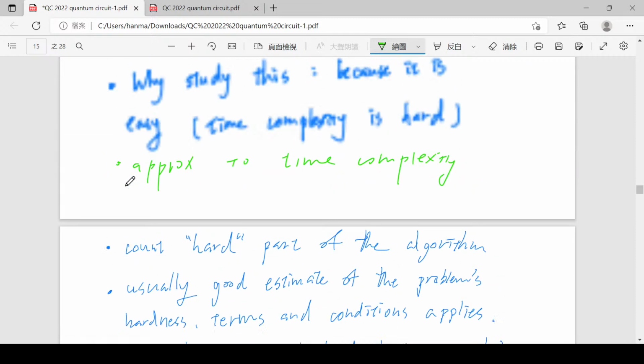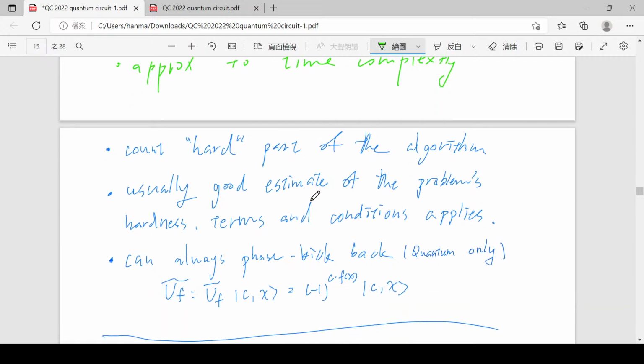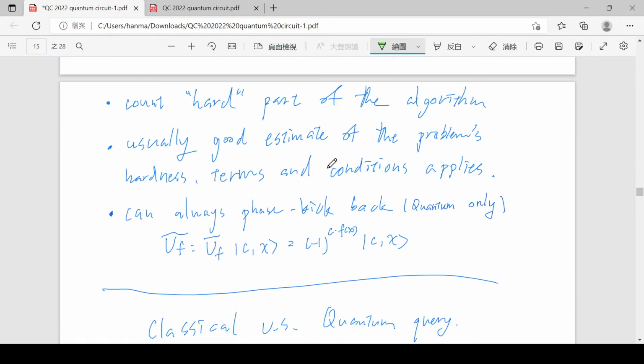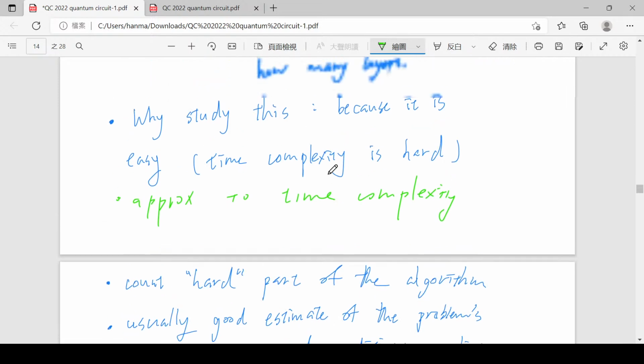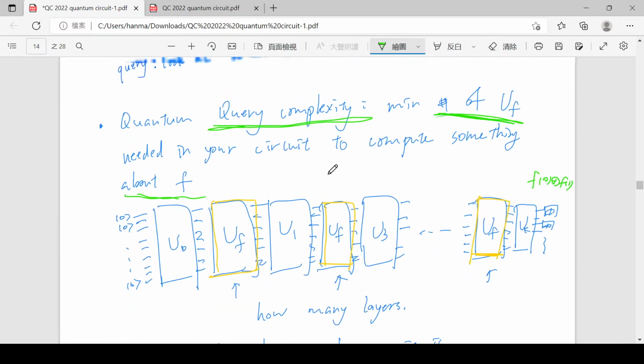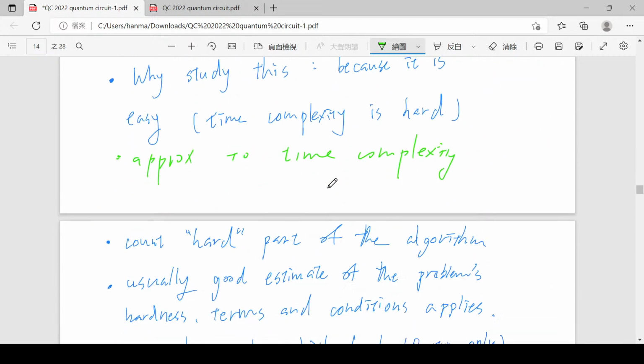Okay, so this works a lot of the time, but there are also a lot of examples where this doesn't work well. Then you need to think harder about how to achieve matching time complexity. But still, studying the query complexity is pretty fun. There is lots of interesting mathematical structure.